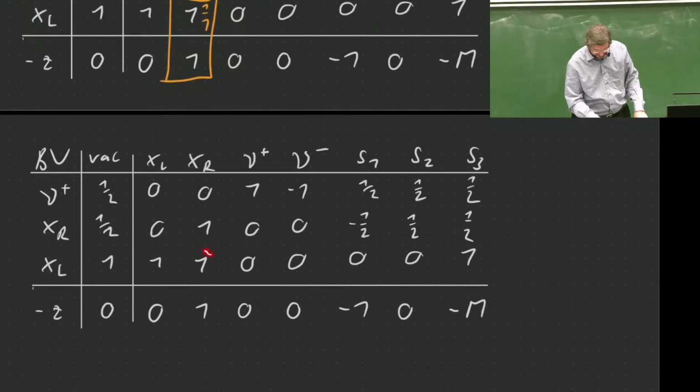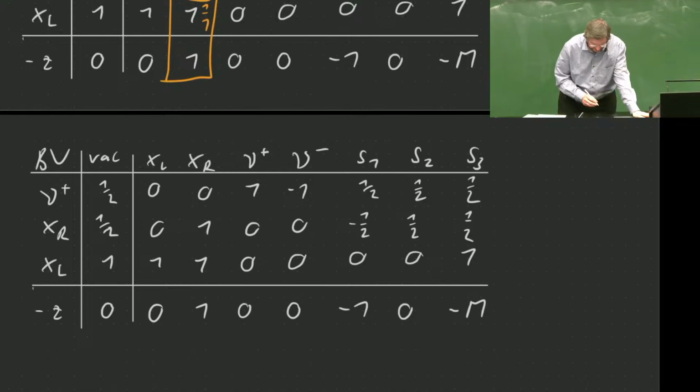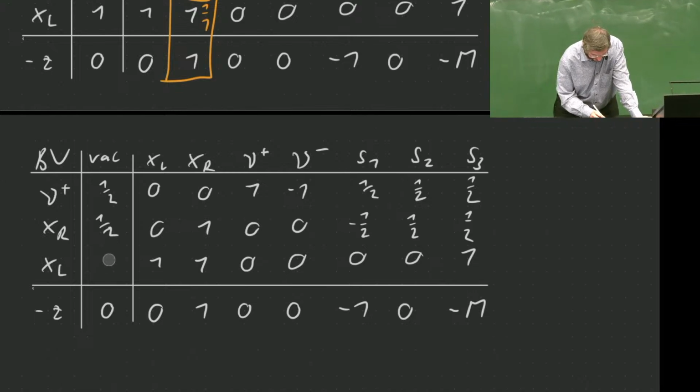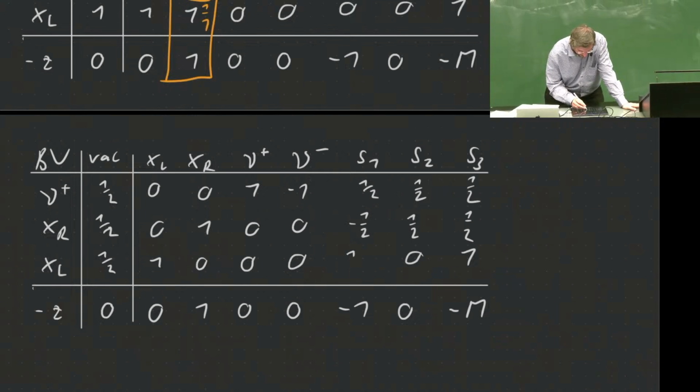For the third row here, we need to subtract the new second row. So what we get is 1/2. The 1 stays. We get a 0 here. The zeros stay. We get a 1/2 here, a minus 1/2 here, and a 1/2 here.